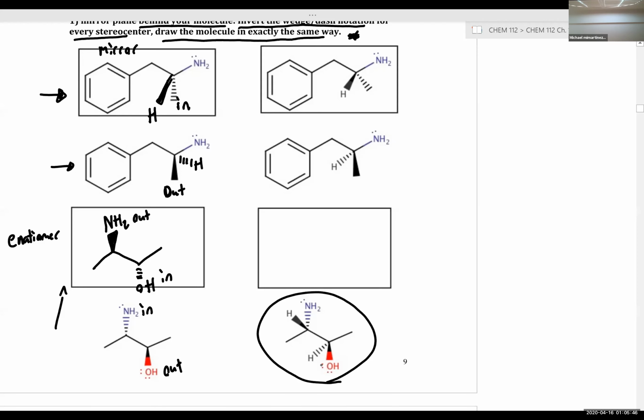Let's work on drawing the enantiomer of the structure on the right. And you're welcome to hit the share screen feature and share the structures that you've drawn, or to draw using the annotate feature on Canvas or via Zoom.